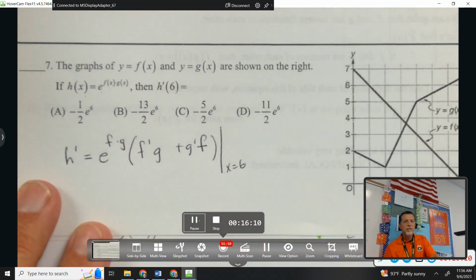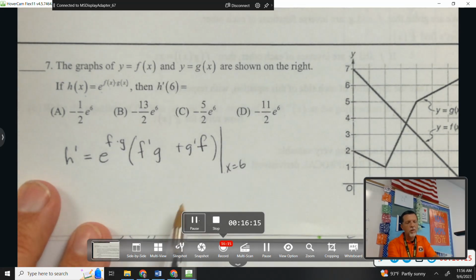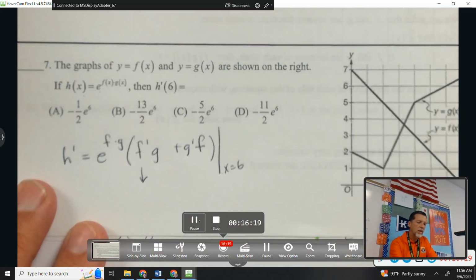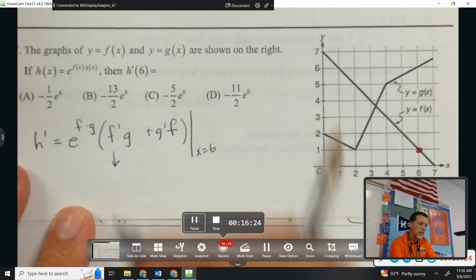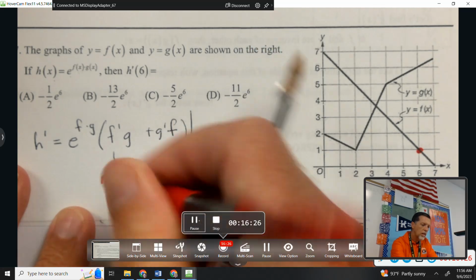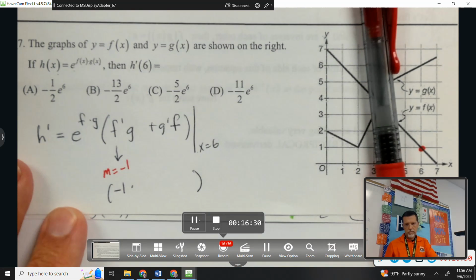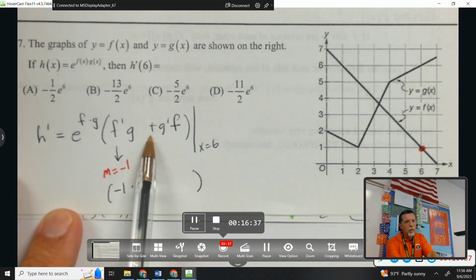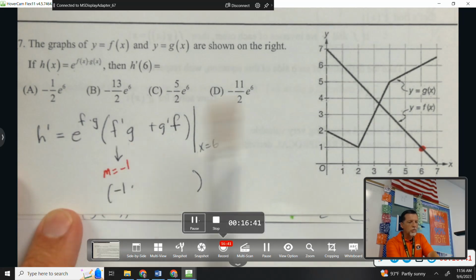So I need F of 6 and G of 6 and F prime of 6 and G prime of 6 and so on. How am I going to get F prime at 6? Okay, what am I looking at on the graph? The slope. So we're out of time, but I wanted to get to that because it was one of those equations with exponents and chain rule and graphs and lots of stuff going on.